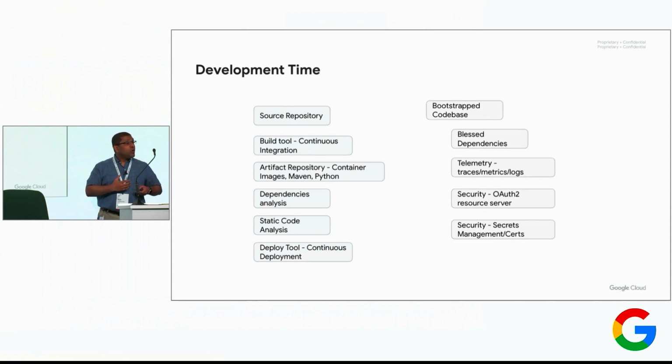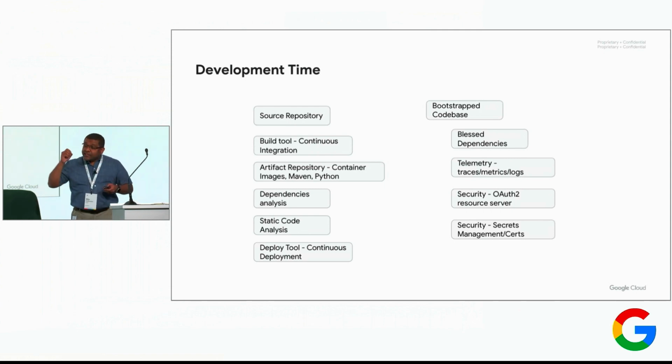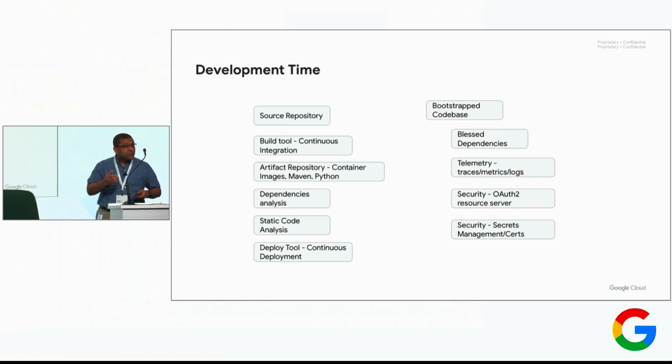Ideally, you would want a bootstrap, some snippet of your code which has the blessed dependencies of your organization in it, which has the telemetry related code base in it, traces, logs, and metrics. It needs to be secure, so maybe it needs to behave like an OAuth 2 resource server, right? And finally, it needs to keep the credentials somewhere. So you need some level of integration with a secrets manager, right? But this is all at development time.